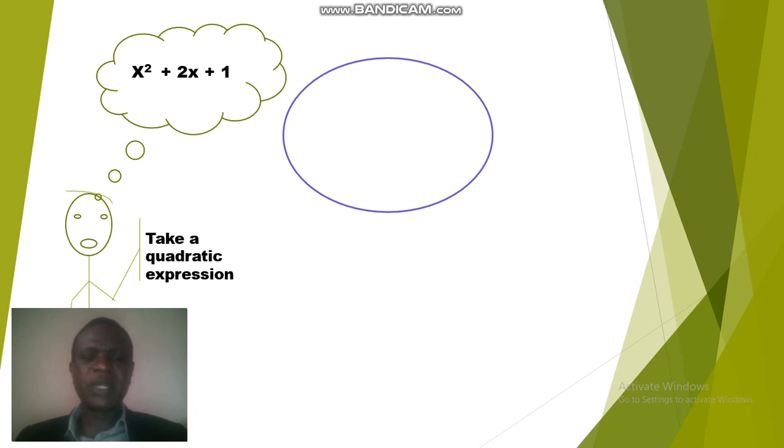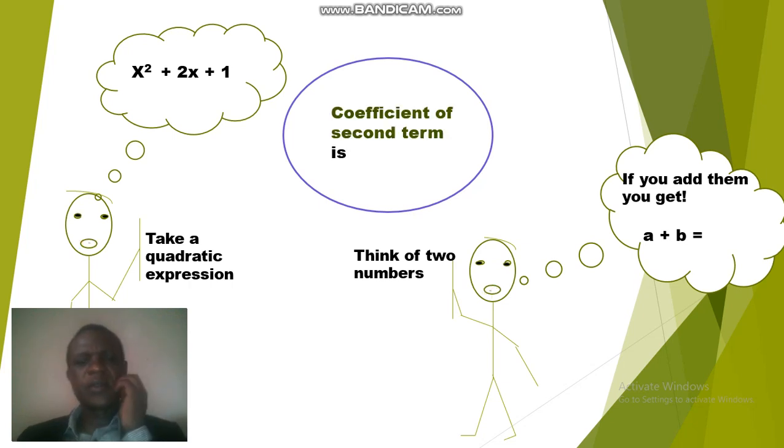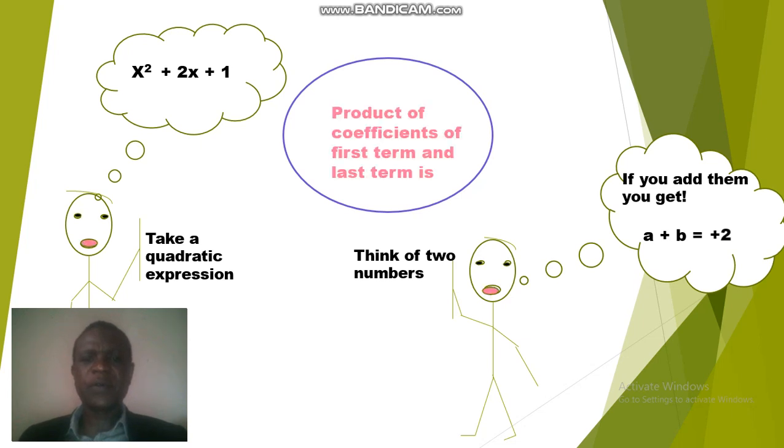We think of two numbers. If we multiply them, we get plus 1. If we add them, we get plus 2. So how do we get those numbers? The coefficient of the second term is 2, so that gives us the sum. Then the coefficient of the first term and the third term multiplied together gives us the product, which is 1.